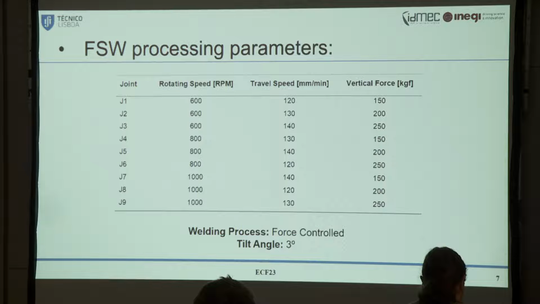We combine different welding parameters. As you can see here, we always use 3 levels. For the rotation speed, we use 600 RPM, 800 and 1000. For the travel speed, 120, 130 and 140. And for vertical force, 150, 200 and 250. And we produced 9 different joints, combining, of course, the welding parameters.